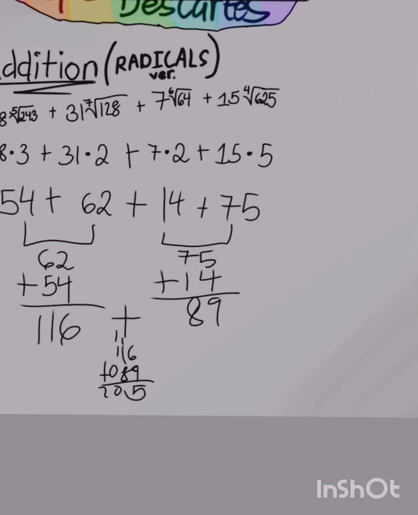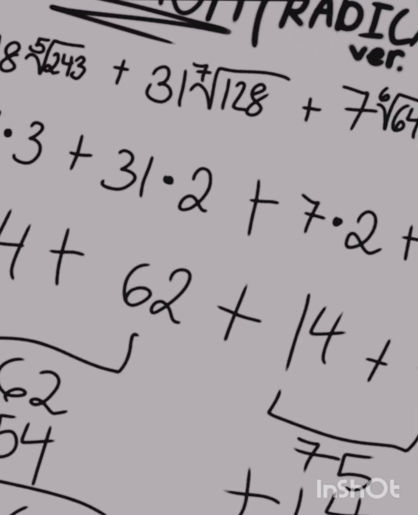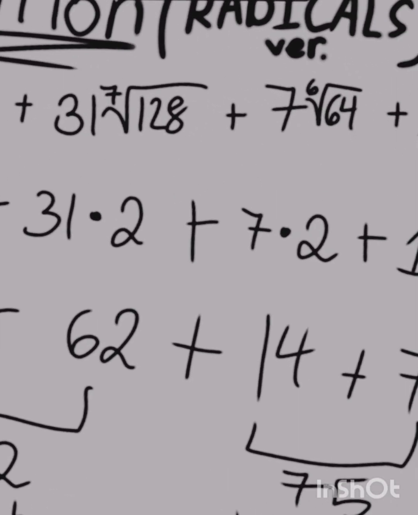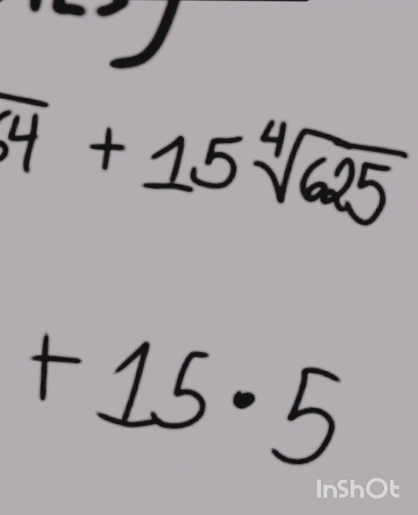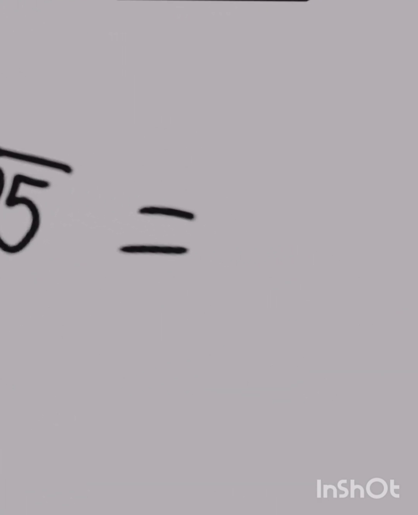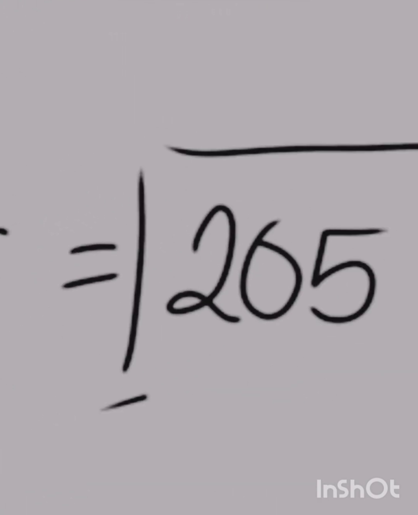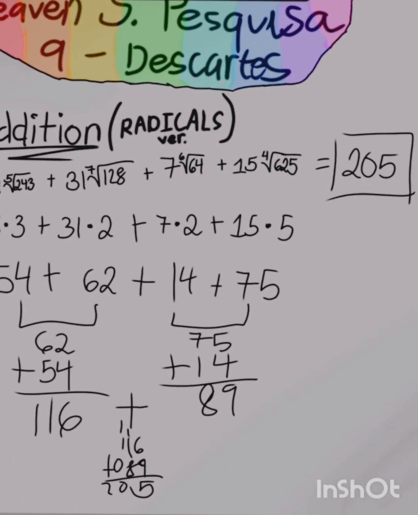Alright, so the answer for 18 fifth root of 243, plus 31 seventh root of 128, plus 7 sixth root of 64, plus 15 fourth root of 625 will be 205. That is how simple it is. That is how simple it is to add. And yeah, step by step.